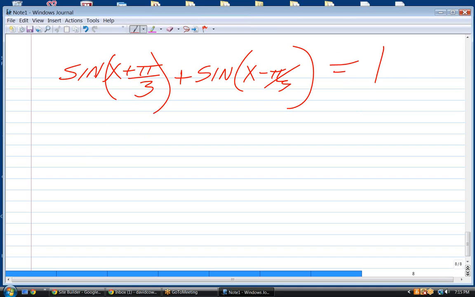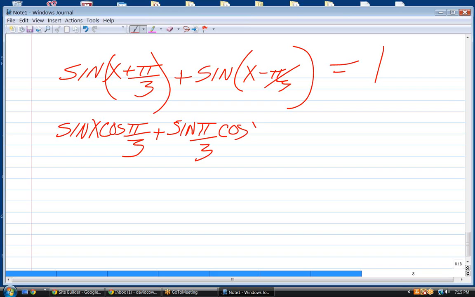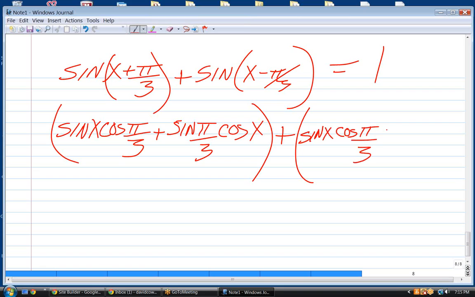Okay. Let's use our formulas to translate each one of these. It's going to be sine x cosine pi/3 plus cosine x. I like to keep the order the same, just I can remember it easier that way, rather than switching the order. I mean, it doesn't matter, but we all have our little tricks. So this one is what? Same thing with a different sign.